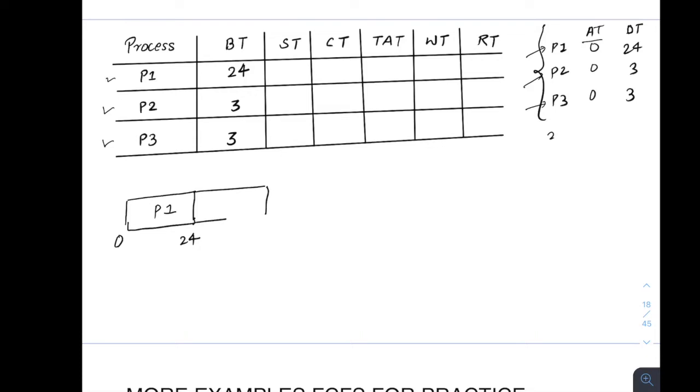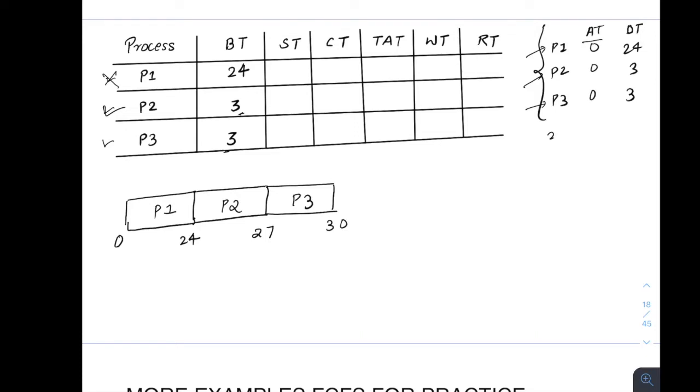Now which will be scheduled? P2 will be scheduled, with burst time 3, so it will be scheduled till 27. This will also terminate. The last process remaining is P3. P3's burst time is 3, so from 27 to 30 it will run, and your process scheduling completes.